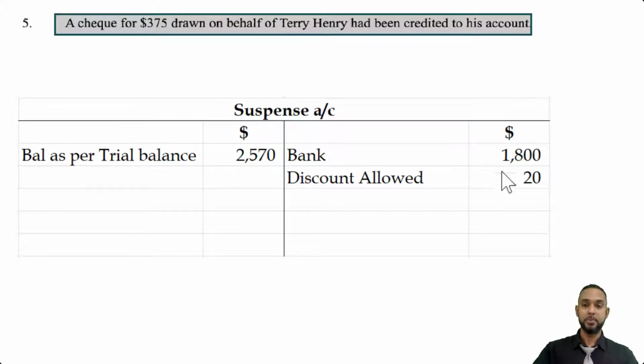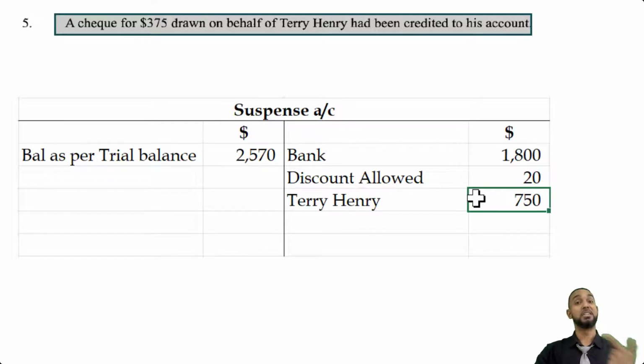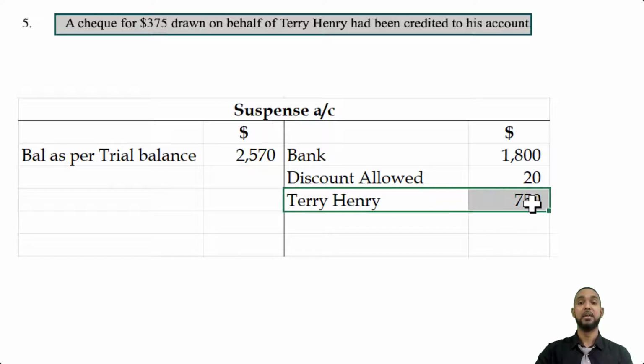So what we do is we actually have to debit Terry Henry's account for double the amount. Once to erase the incorrect credit and once to enter the amount as it should have been correctly entered initially. So in total, you're going to see $750. Of course, if you're debiting Terry Henry, you need to credit another account. And again, that's where the suspense account comes in. So you'll credit the suspense account for $750.